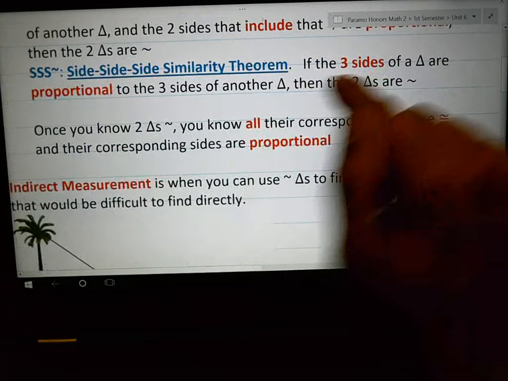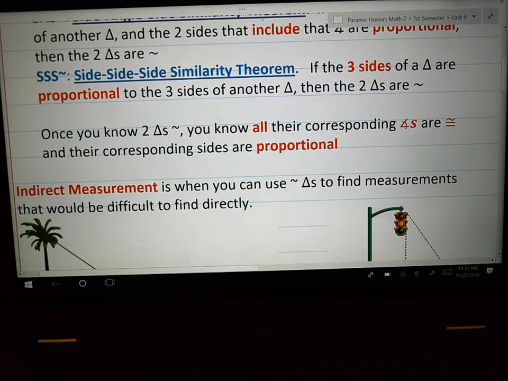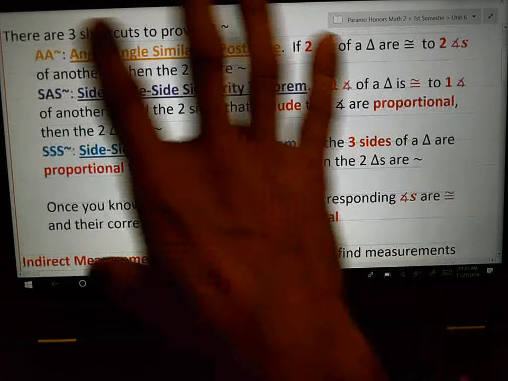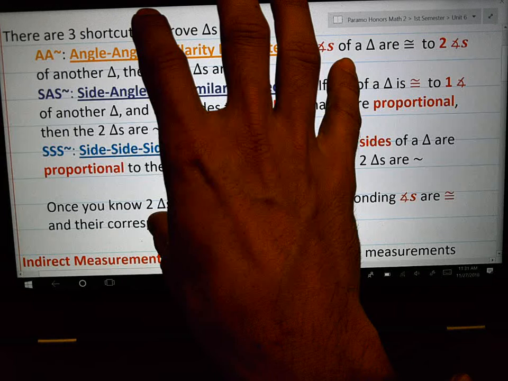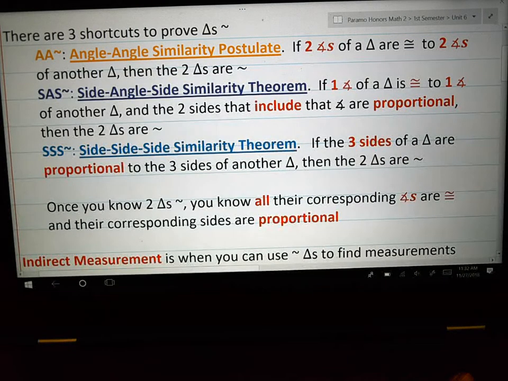And once you know that two triangles are similar, you know that all their corresponding angles are congruent and their corresponding sides are proportional. That's the big idea behind the whole thing. So the first half of this section is going to be dealing with how do you know if they're similar? And these are your three reasons why.